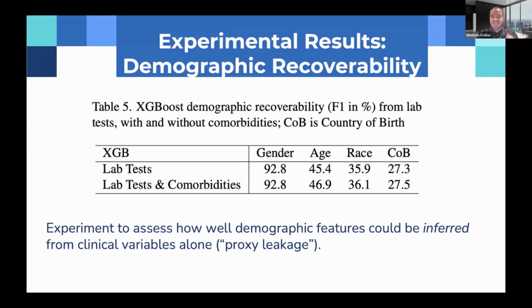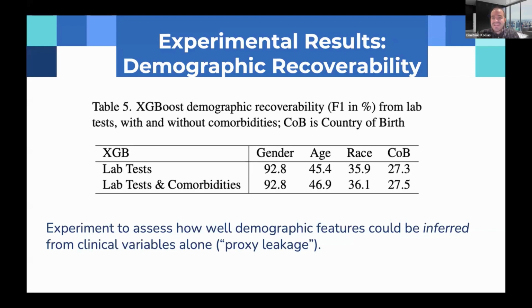So what we did is the demographic recoverability experiment, where we took as a model the XGBoost, and we put as input either just the lab test or the lab test and the 12 comorbidities. And as output, we had the demographics: the gender, the age, the race, and the country of birth. With those experiments, we wanted to assess how well the demographic features can be inferred from the clinical variables or the clinical variables and the comorbidities. This is called proxy leakage. And we had some interesting findings that, again, are explained as I will present in a bit.